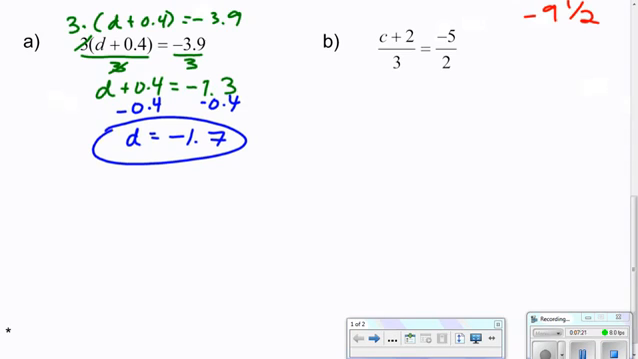So d plus 0 equals negative 1.7, same as what we got the first time around. So that's nice and easy, and that's it. Solved. Done. Way less work than the distributive property. Looking at the second one.